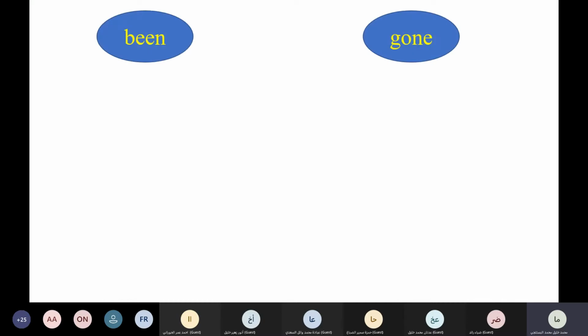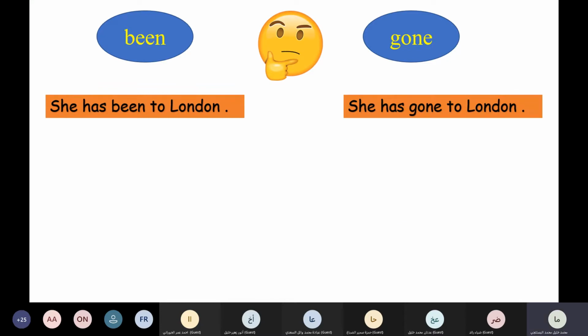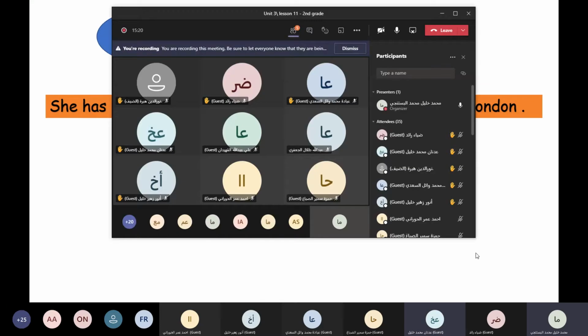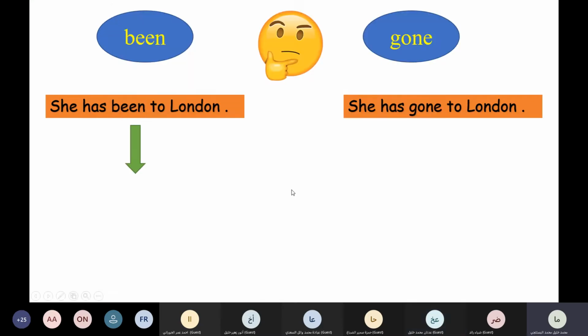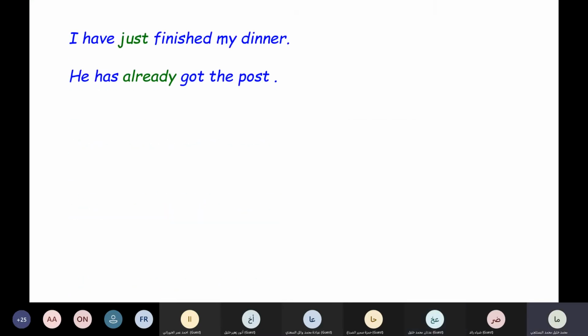Now here we have has been, have been, has gone, have gone. She has been to London. She has gone to London. Now what is the difference between them? She has been to London: she has returned. She has gone to London: she's still there. Good. So this is the difference. Look at the examples again.